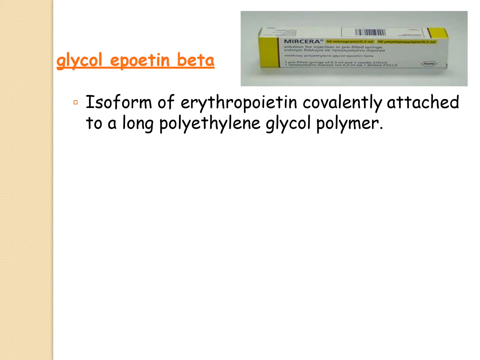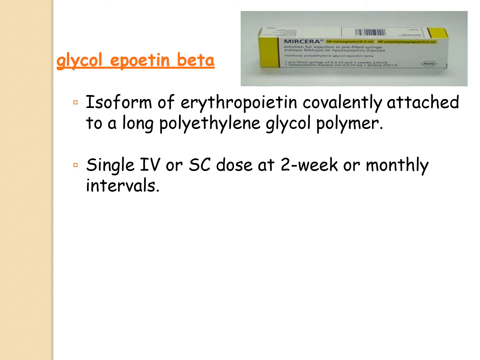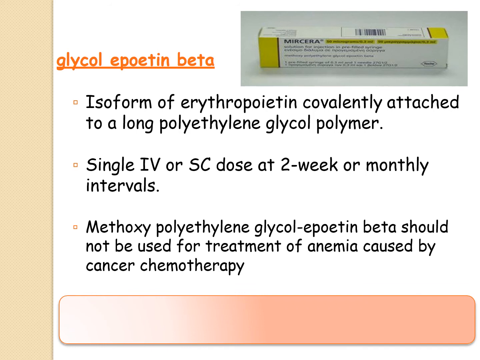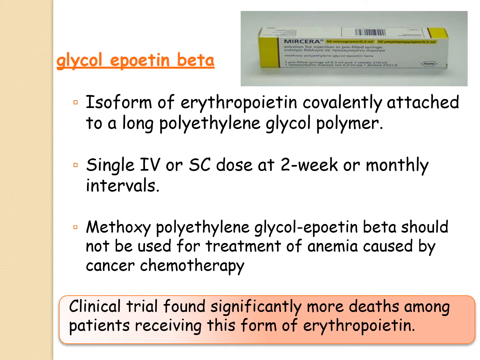It's an isoform of erythropoietin covalently attached to a long polyethylene glycol polymer. It is given as a single IV or subcutaneous dose at 2-week or monthly intervals. Methoxy polyethylene glycol epoetin beta should not be used for treatment of anemia caused by cancer chemotherapy. Another important fact is that in clinical trials, significantly more deaths were found among the patients receiving this form of erythropoietin.